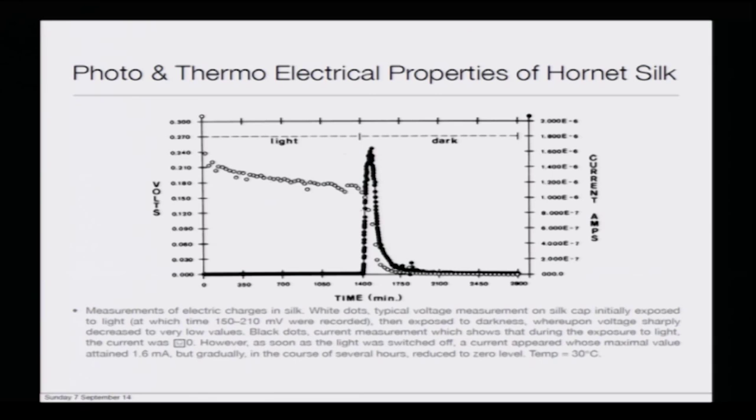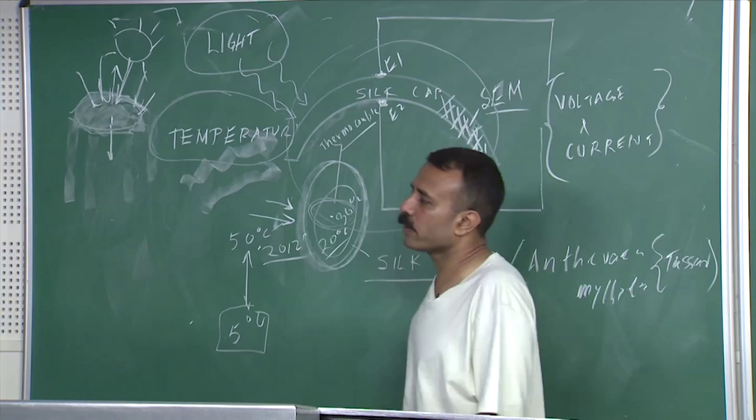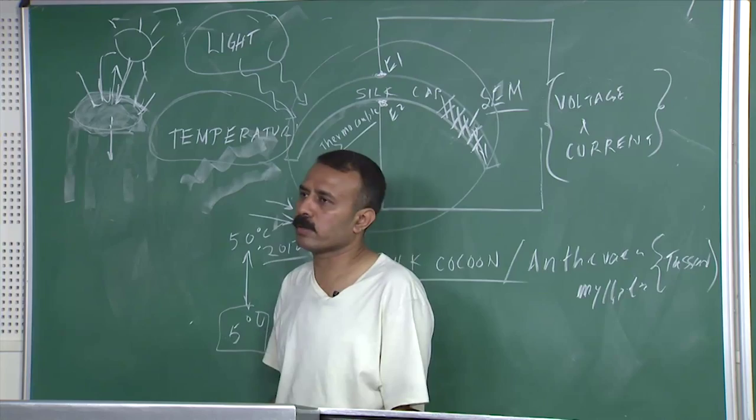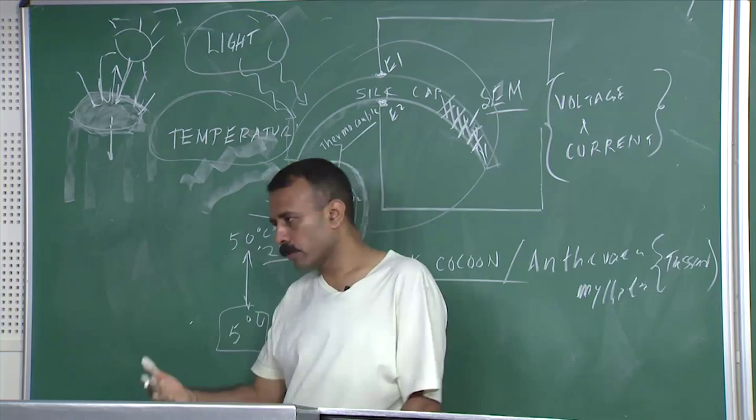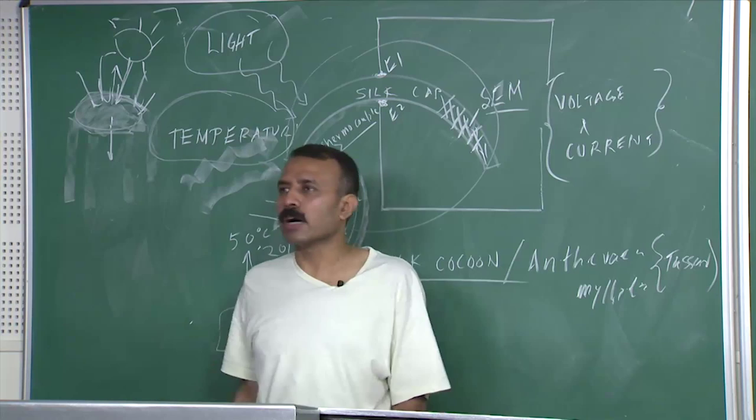So, what we are talking about, these natural materials, respond to light as well as temperature. We will come to the temperature, but definitely they respond to light, and as darkness approaches, as we go from day to night, the voltage changes. So, it looks as if they are not just an inert cover, they are an electrically active cover.